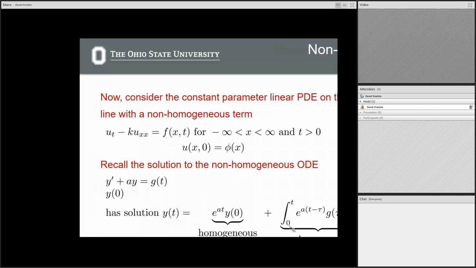I think this is a good time to do our daily 5-minute break to break up the class a little bit. We'll be switching into non-homogeneous PDEs in a second. So we'll just reconvene at, I guess, 10:52 or so.